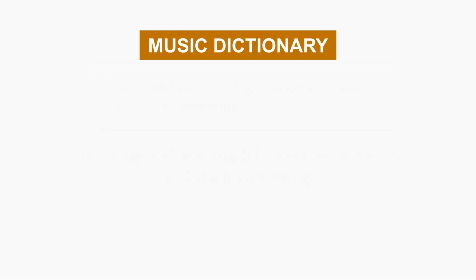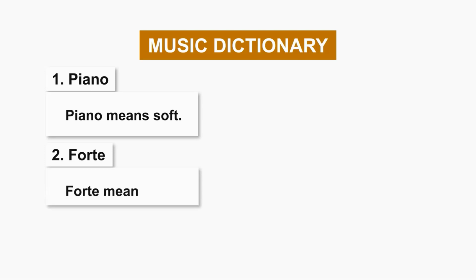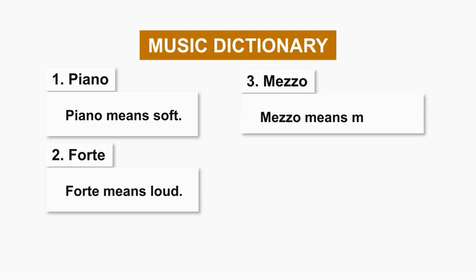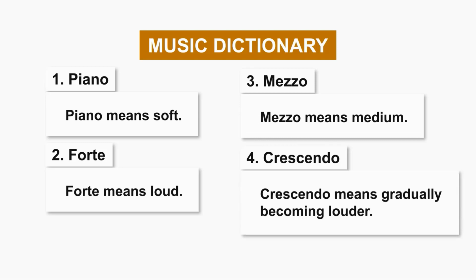So, number one, piano. Piano means soft. Number two, forte. Forte means loud. Number three, mezzo. Mezzo means medium. Number four, crescendo. Crescendo means gradually becoming louder.